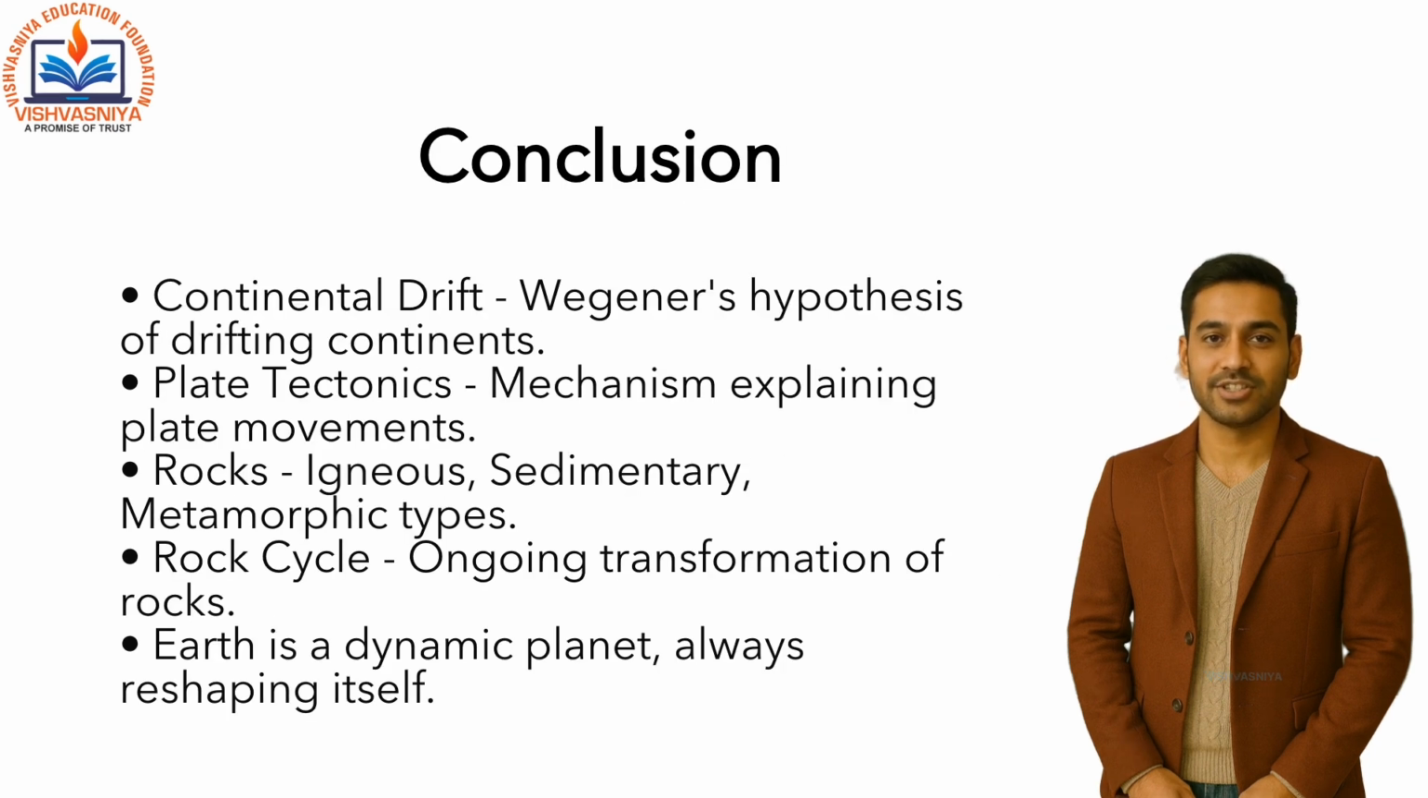So students, today we learned the continental drift hypothesis by Alfred Wegener and the evidence behind it. The plate tectonics theory, which explains the movement of Earth's plates and the formation of landforms. The three types of rocks, igneous, sedimentary, and metamorphic, along with the continuous rock cycle. These topics together explain how the Earth is a dynamic planet, always changing, reshaping, and recycling itself.